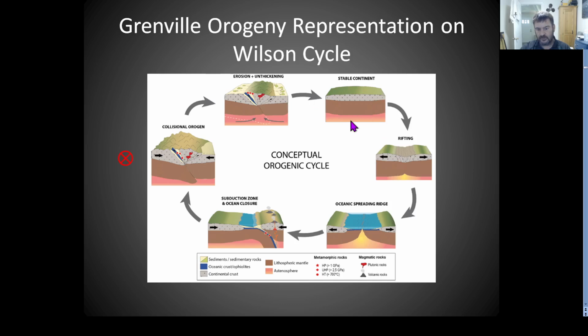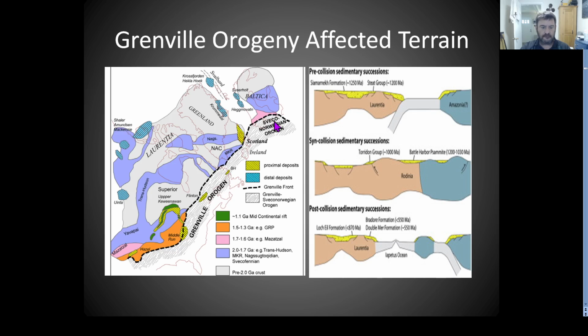And then eventually this area here will begin melting. This should be still melting. This will continue to thin, and once it reaches a certain point, it will thin enough that more melting will occur, and it will start to separate the two pieces of land. Here is the Grenville orogeny in the affected terrain.